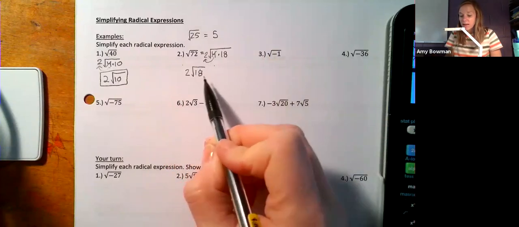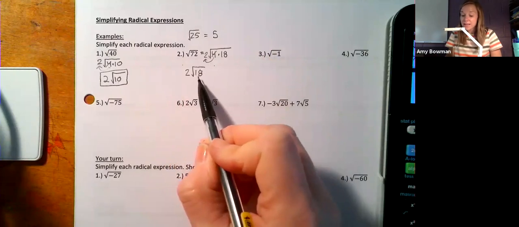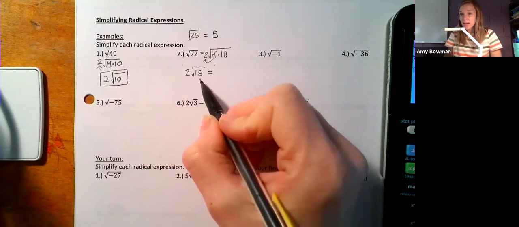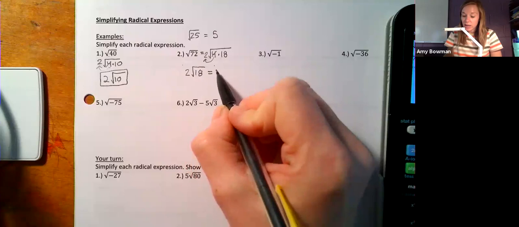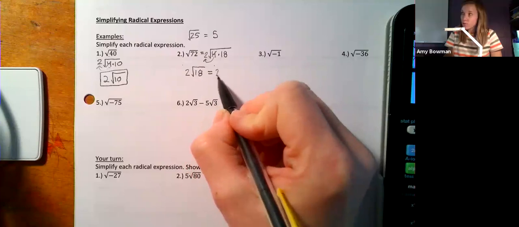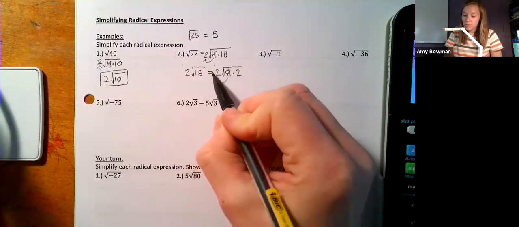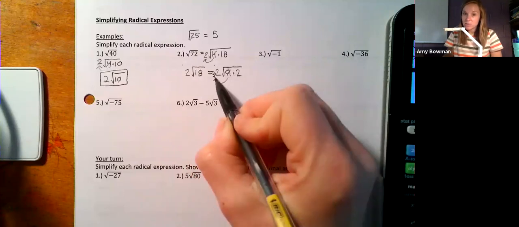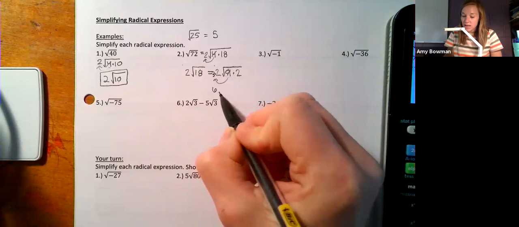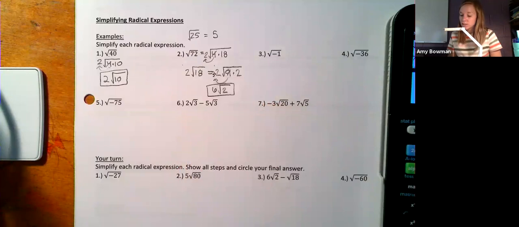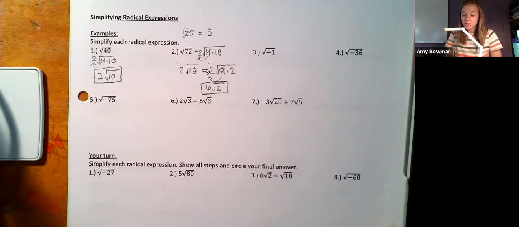But this isn't totally simplified. 18 is not a perfect square. However, it is also divisible by a perfect square. I could divide 18 by 9, which is a perfect square. So again, I'm going to rewrite the 18 as the square root of 9 times 2. The square root of 9 is 3. So the 3 is going to come out front, and I'm going to multiply it by whatever else is already out there. So I have 3 times 2 on the outside, which is 6, and 2 left on the inside, which I cannot simplify anymore. So hopefully this is a good refresher on how to do that.